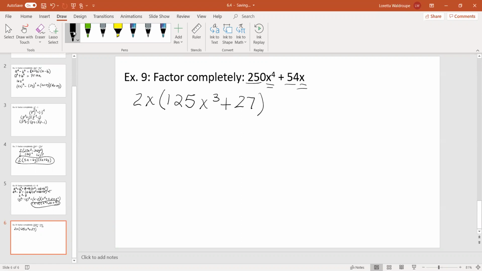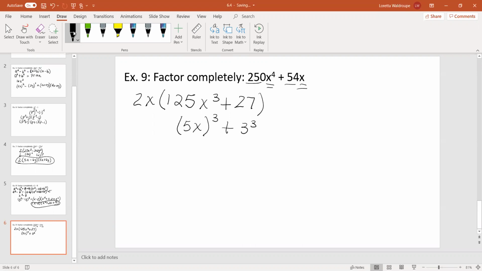Since there's two terms, if it factors, it's either perfect squares or perfect cubes. And we can see since this is x cubed, it's perfect cubes. So what do you cube to get 125? What do you cube to get x cubed? If you don't know what you cube to get 125, do the cube root of 125 in your calculator, okay? What do you cube to get 27?